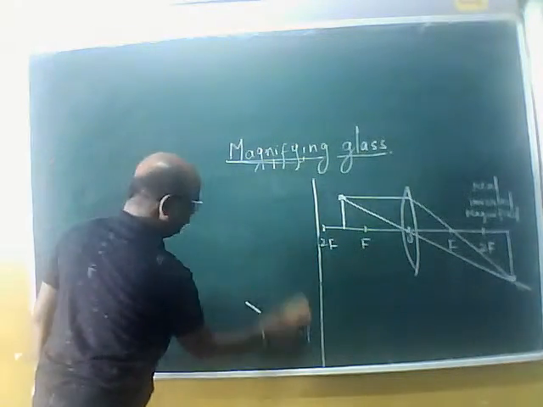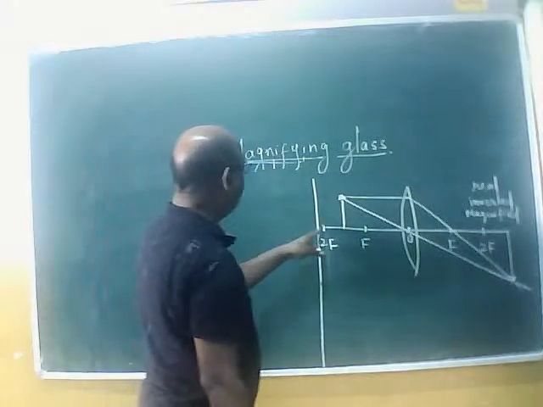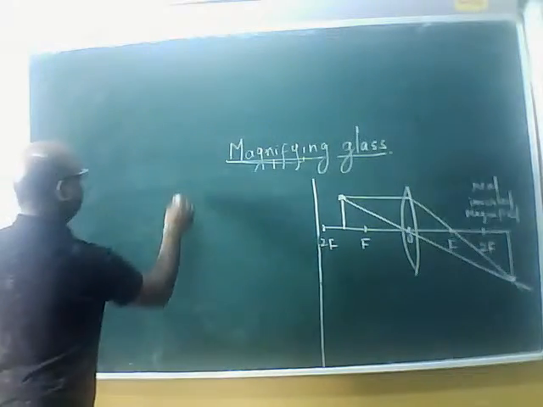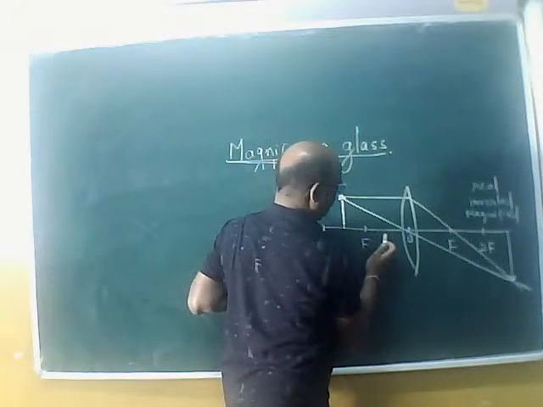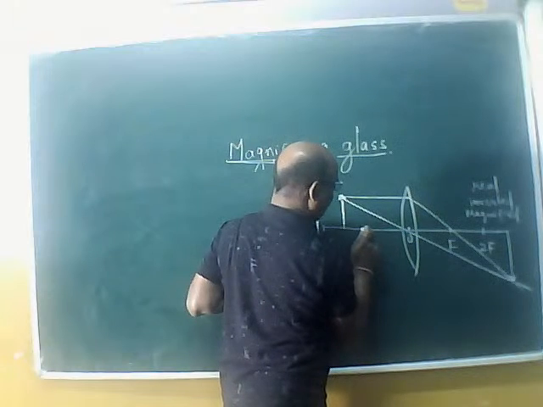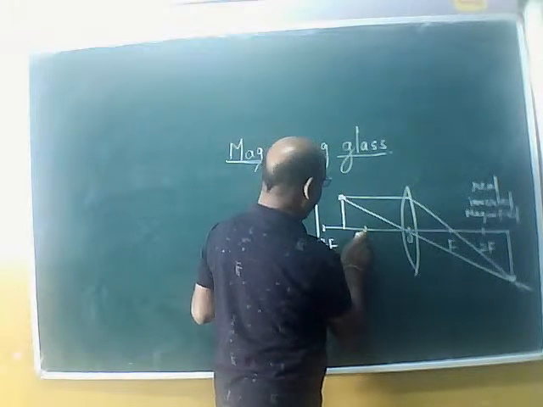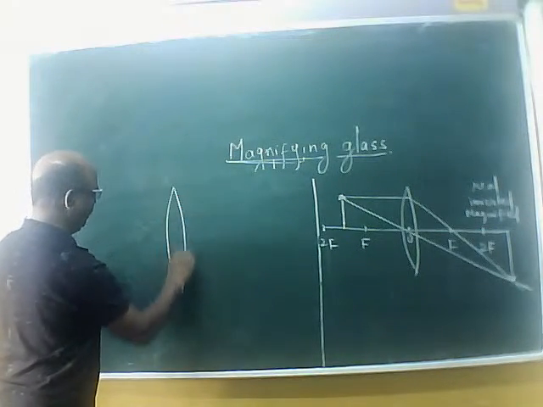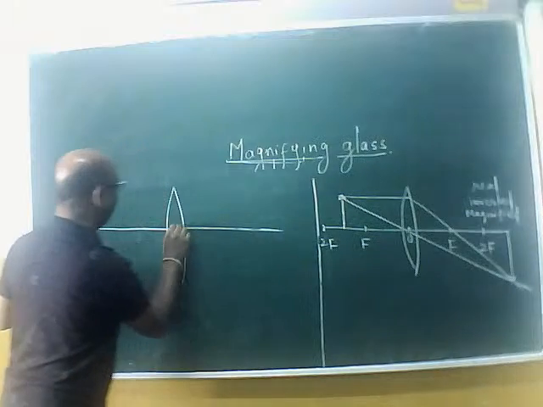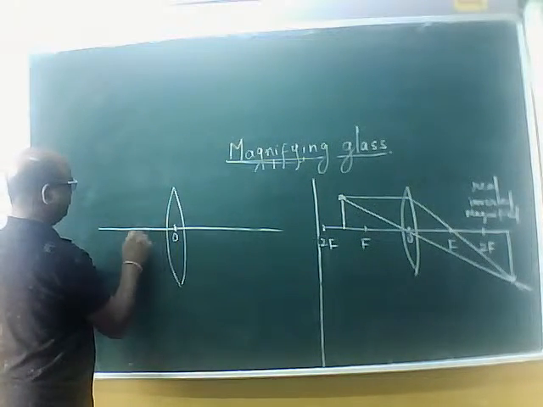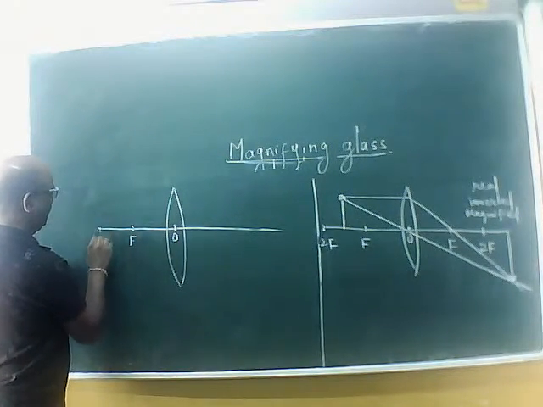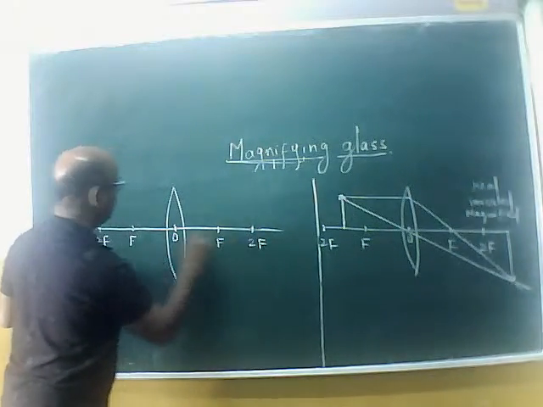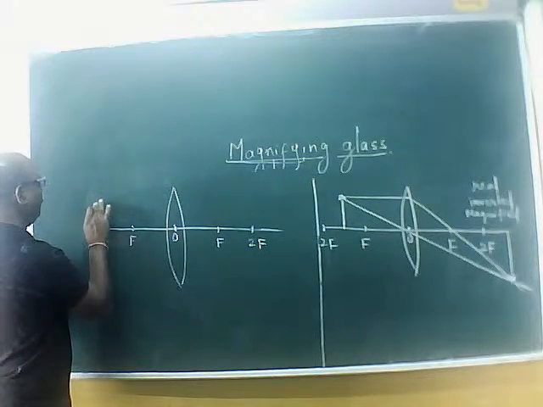Then the other position is what? If you keep it at 2f, what will happen? We kept it between the optical center and f, we kept it at f, and then we kept it between f and 2f. Now, if you keep it at 2f, what will happen? This is your convex lens, this is your principal axis, this is your optical center, this is f, 2f.